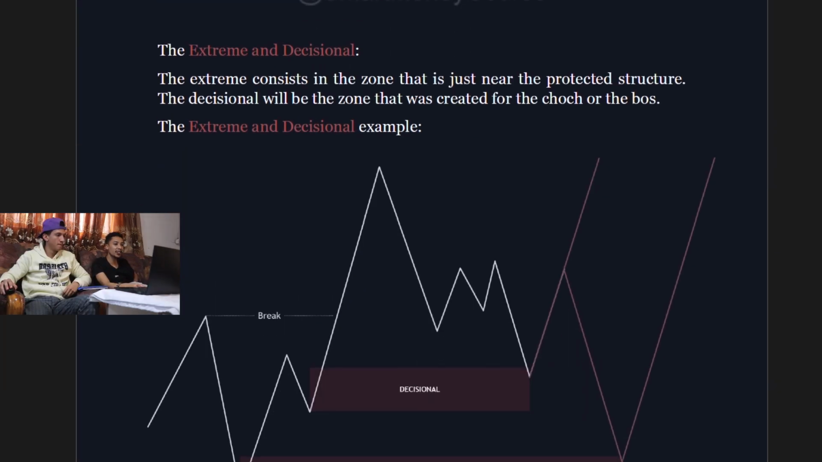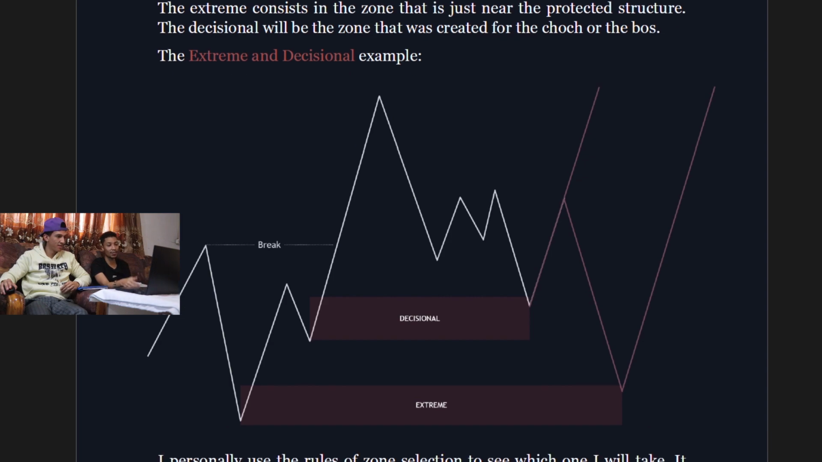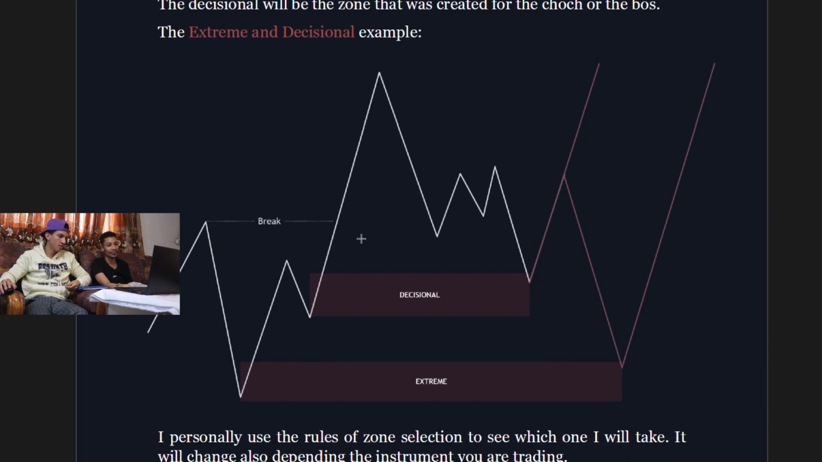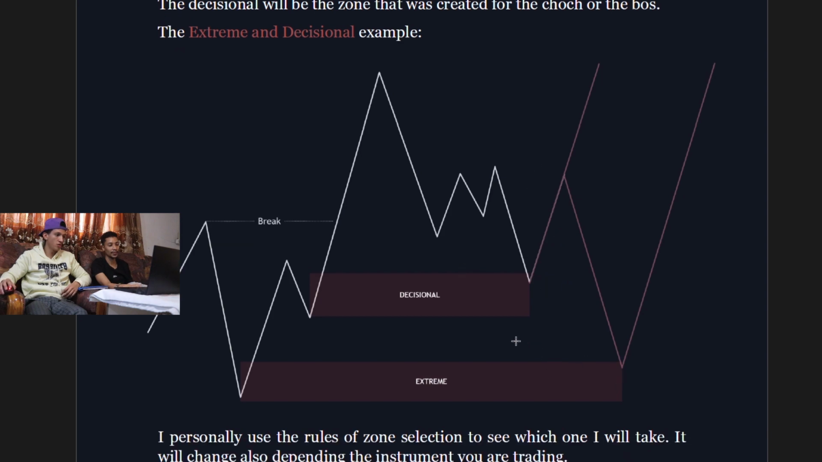The extreme and decisional. The extreme consists in the zone that is just near the protected structure. The decisional will be the zone that was created for the change of character or the break of structure. Here's an example of it. There are 2 possible outcomes: the decisional, and the extreme scenario. Scenario 1 would be it touches this order block, goes up, or doesn't happen and comes to test the extreme zone of the order block, because here we can see the break of structure.